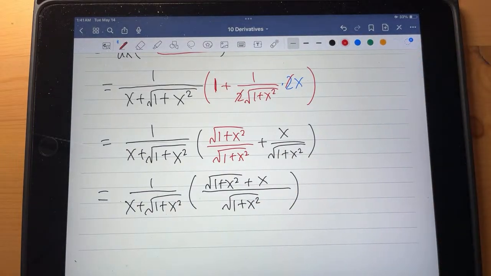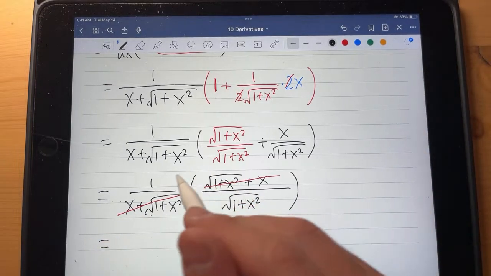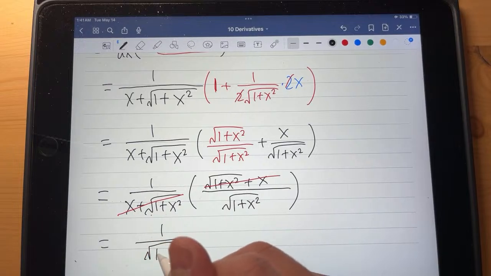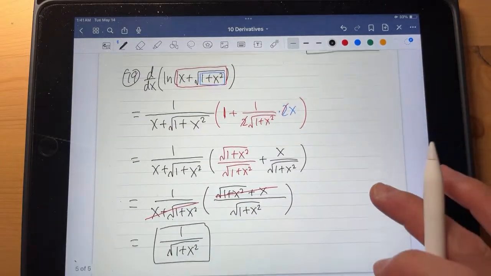Okay, what do we see? Is this exactly the same as that? The order is different, but the order of addition doesn't matter. So we can really just cancel this and that together. Finally, the answer is just a 1 on the top over that on the bottom. Yay! So that is number 79.